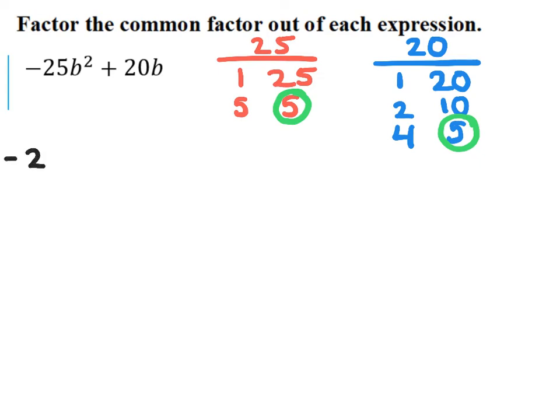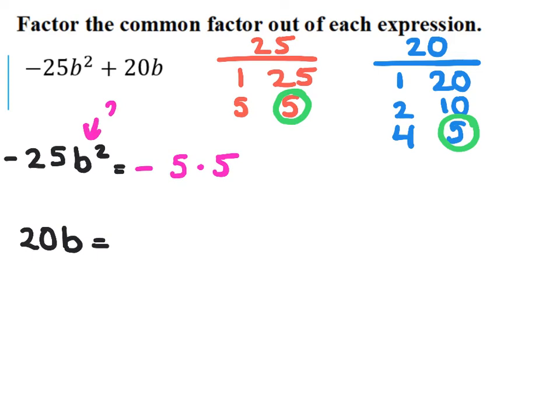So I have negative 25b squared and 20b. Now the negative 25b squared, I'm going to keep the negative. We know that our greatest common factor is 5, so I have negative 5, and when I divide 25 by 5, I get times 5, and since it's b squared, this means that this b is 2 times. So it's going to be times b times b.